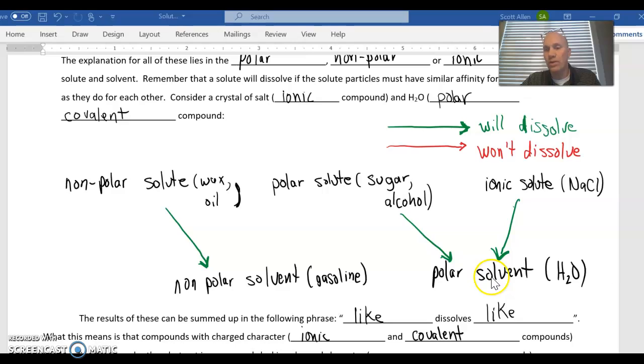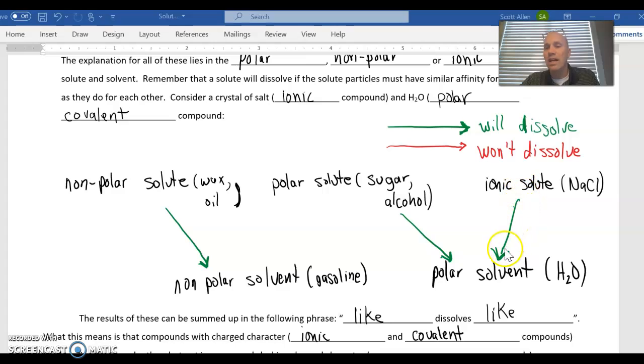And then a polar solvent, and water is going to be the classic example of that. Notice that whenever the material is the same, polar solute, non-polar solute, non-polar solvent, that's going to be something that dissolves. So the green arrow would mean that it dissolves. Also over here, polar solvent, polar solute, that dissolves.